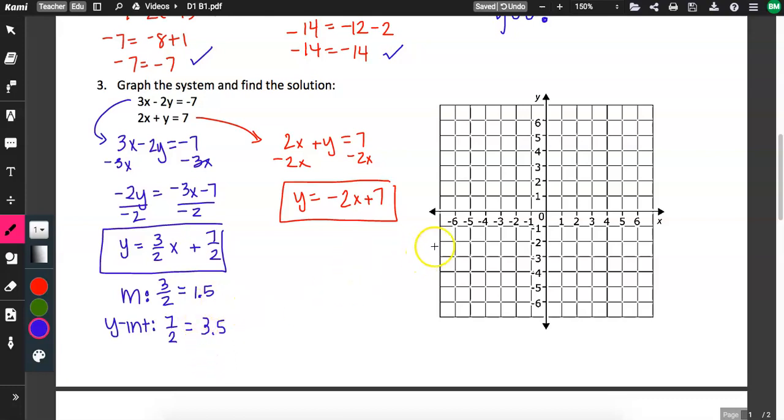So I can graph. I'll plot my y-intercept first, 3.5, right about here. I can use my fraction. It's a little bit easier to use the fraction. So I'm going to go up 3 over 2. So 1, 2, 3 over 2 puts me about here. Hold down the shift key and connect those lines.